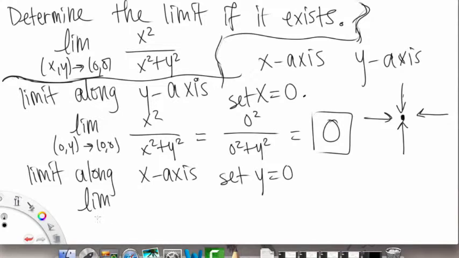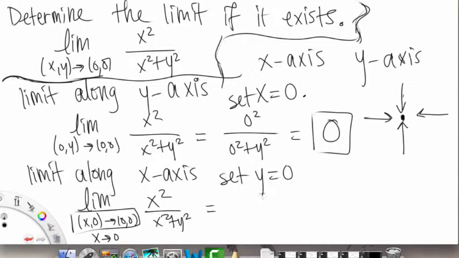Then we have the limit as (x, 0) goes to (0, 0). And just a side note, since y doesn't change, you could just say x goes to 0. Anyways, then we have x squared over x squared plus y squared. When we plug in 0 for y, we get x squared over x squared plus 0 squared, which is x squared over x squared, which is 1, all right?